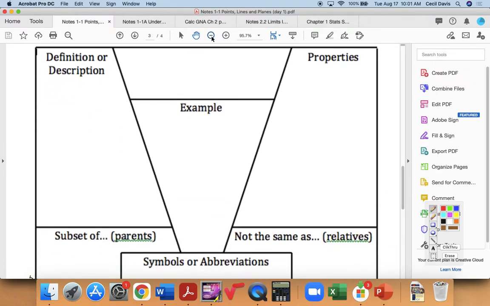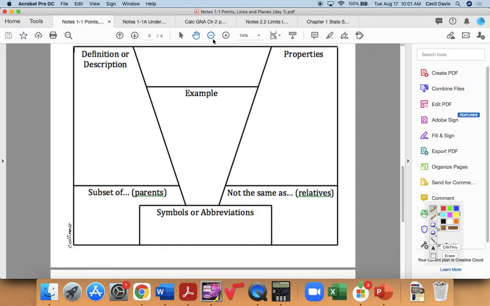Let's make this a little smaller so I can fit everything on there. There we go. All right. One other term that we're going to look at today, and this is a term that is new to you. It is a definition. The term is collinear.